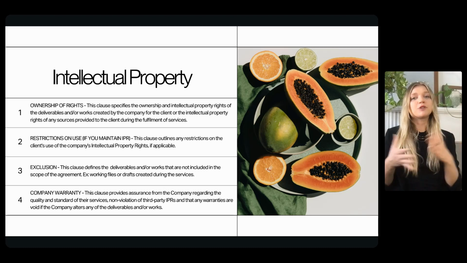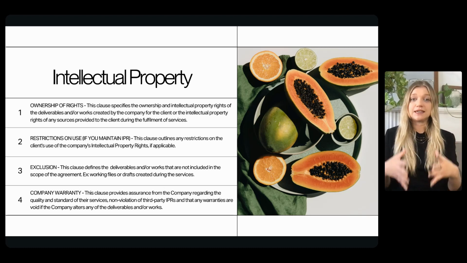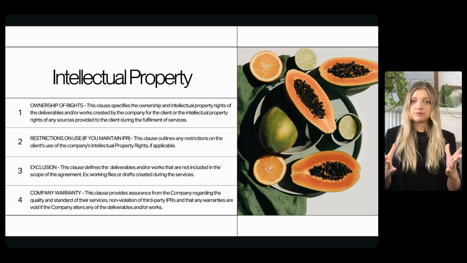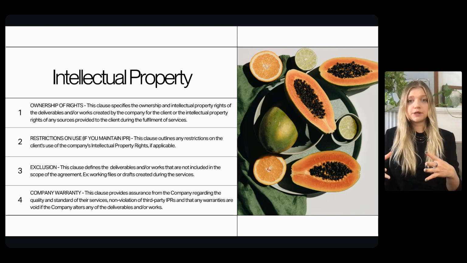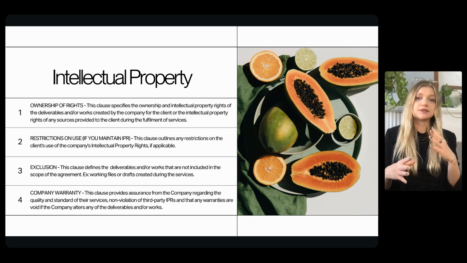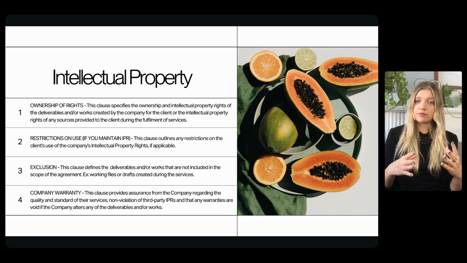Intellectual property, proprietary rights, and warranty against infringement. This section of your agreement is the crux of it all. You are giving away your intellectual property or providing limited licenses for use of your intellectual property.